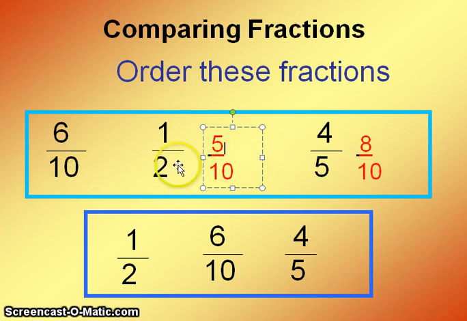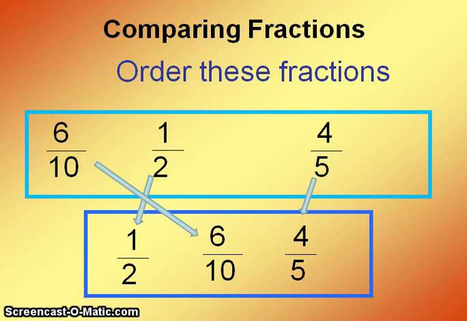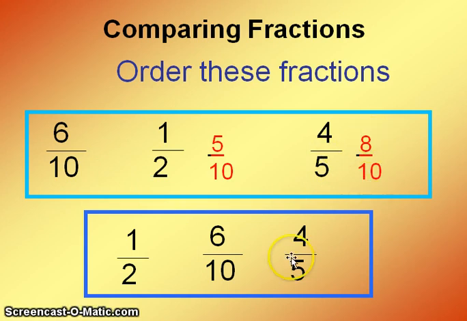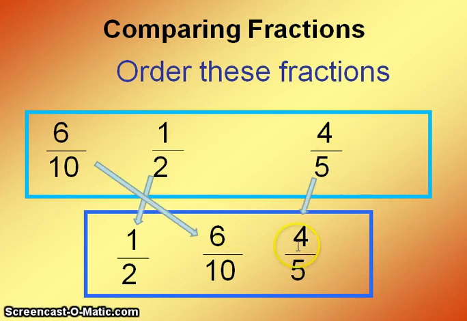If we go from least to greatest, what we're going to see is basically this. Our least is going to be 5 over 10, which is the half. The middle one is 6 over 10, and the 4 over 5, which we know was 8 over 10, is going to be the biggest.